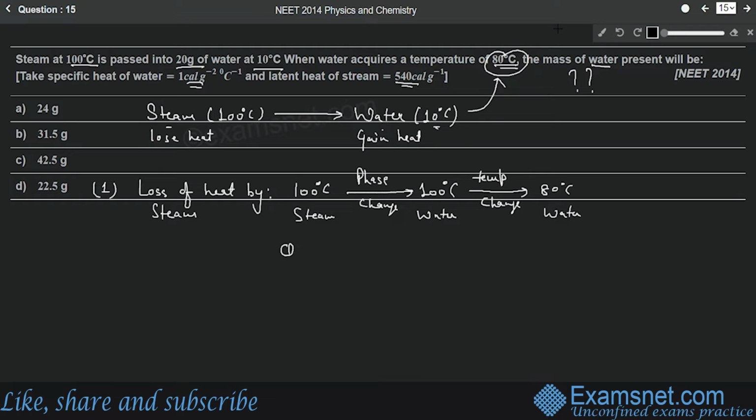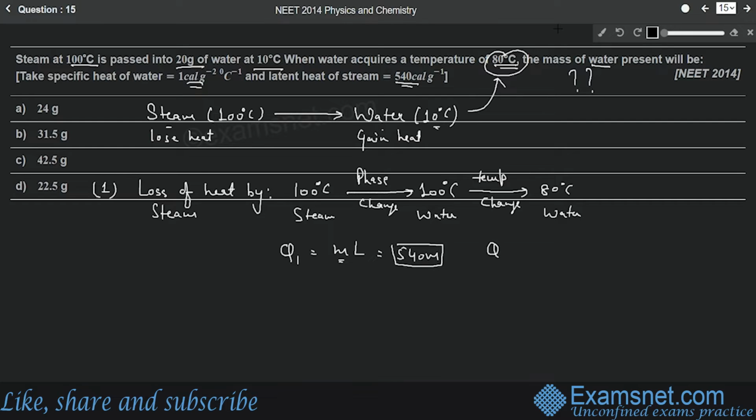Now, what will be the heat loss during the first step? Let's say Q1, that will be equal to M into L, because during the phase change, the heat lost is M into L. Okay. Mass of the steam is not given, so we'll write M only, but the latent heat of steam is given as 540 calorie per gram. So it will be 540 M. Okay. This is the heat loss during the phase change.